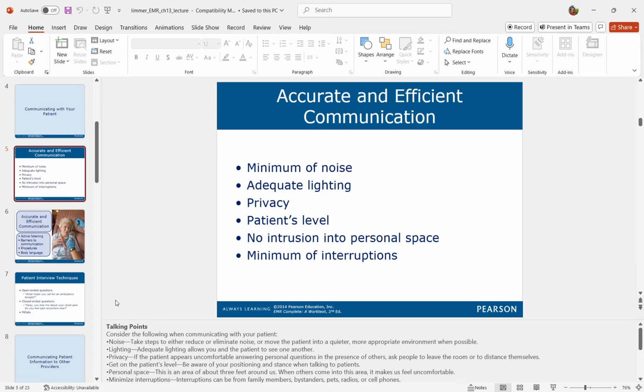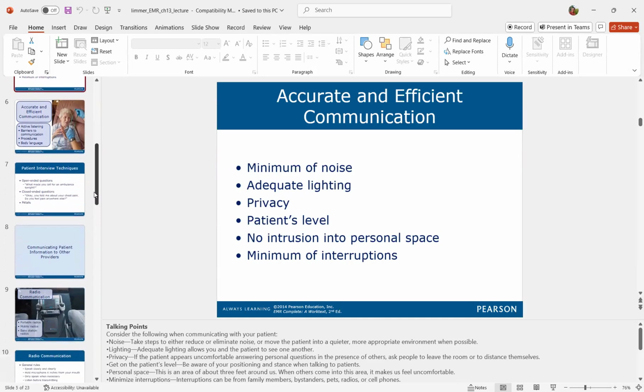Personal space. This is an area of about 3 feet around us. When others come into that area, sometimes it makes people uncomfortable. So making sure you're aware that we're not intruding on their personal space. And then minimizing interruptions. Family members talking over you, bystanders, pets, radios, cell phones going off, that kind of thing. So turning things down, having that minimum interruption, giving them time to talk to you in the space and to do that.